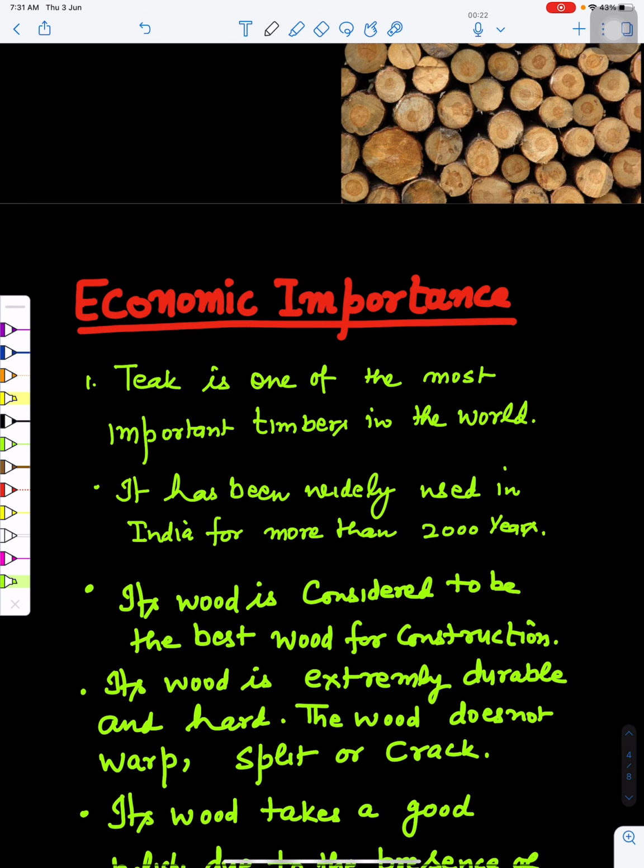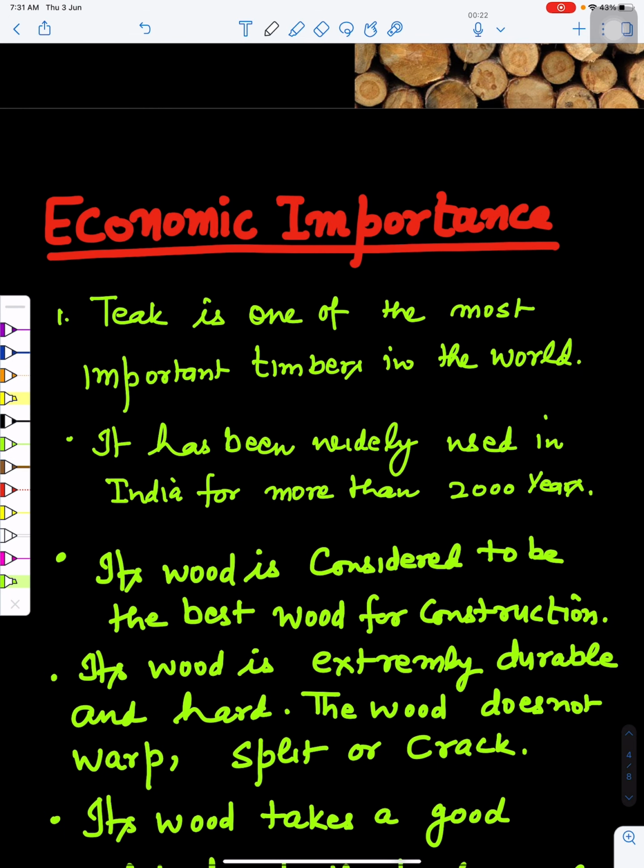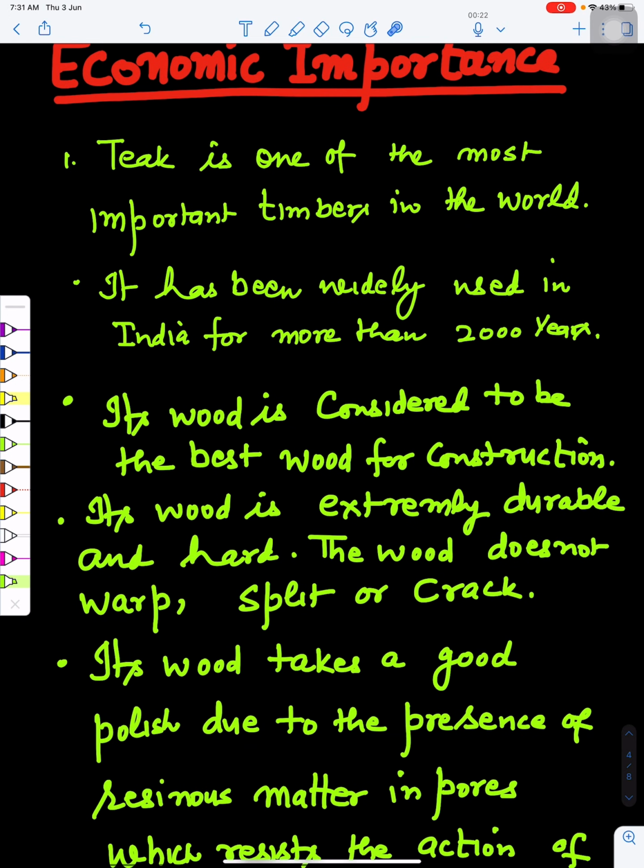Now, what is its economic importance or uses? Now, teak is one of the most important timbers in the world. This is very valuable and it has great demand in India. This has been used for more than 2000 years. Its wood is best for construction purposes. This is extremely durable and hard. Wood can be seasoned also. Wood does not warp, split, or crack. It doesn't develop cracks on drying.